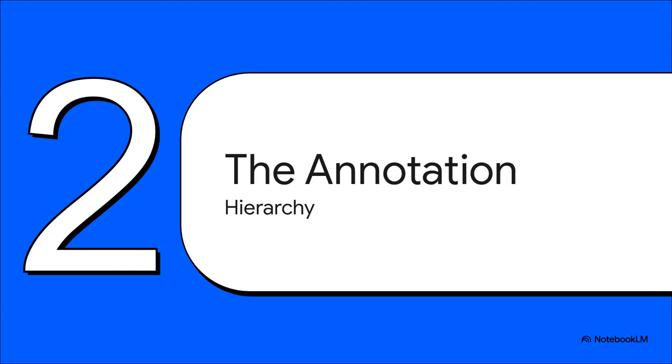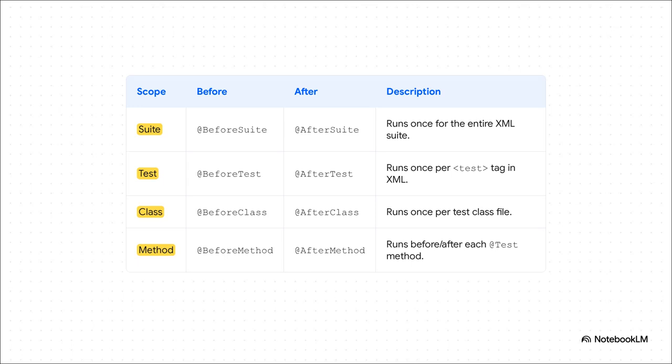Okay, but it doesn't stop there. These annotations actually build up into a full-blown command hierarchy, giving you this incredible granular control over your entire test suite. So check this out. This table really lays out the whole chain of command. It starts way up at the top at the suite level. That's your entire collection of tests. Then you can drill down to the test tag in your XML file, then down to the class level, and finally, all the way down to the individual method. This structure lets you put your setup and teardown code at exactly the right scope for the job.